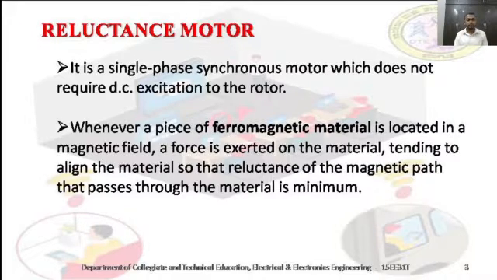The flux will be induced by this ferromagnetic material. The current will be supplied to the stator part. Hence, the flux and the current are exerted on the rotor part. The rotor will keep on rotating in order to align itself in a path where the reluctance is minimum. So it will be in search of that and keep on rotating. This is the principle that we are going to use in the reluctance motor.